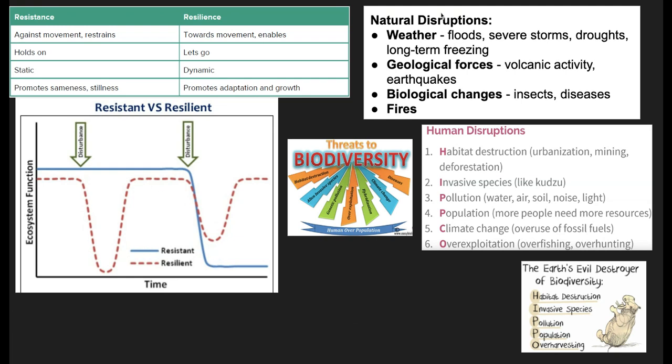Natural disruptors are weather, geological forces, biological changes, and fires. And human disruptors, this is the HIPPO that I was talking to you about, but this HIPPO is missing that C over here, which should be climate change. But everything else in HIPPO over here, those are the human disruption types. There are other human disruptions that have been added to this HIPPO shortcut, like diseases, for example. So I also put that one just in case.